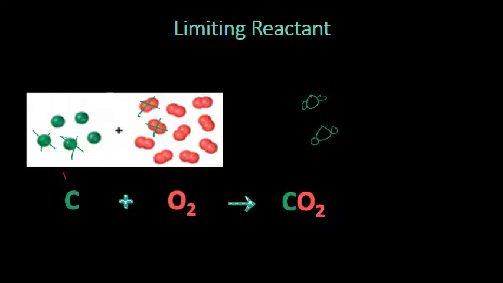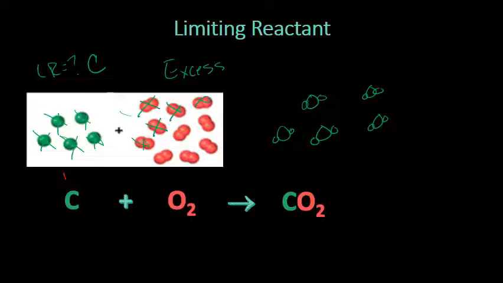Oops, better cross off the oxygens. 1 carbon and 2 oxygen atoms. Phew, 1 more carbon and 2 oxygens. And 1 more carbon and 2 oxygens. So who was my limiting reactant? Well, the limiting reactant in this case was carbon. And who's in excess? Who do I have so much of it doesn't matter? Well, that would be the oxygen.